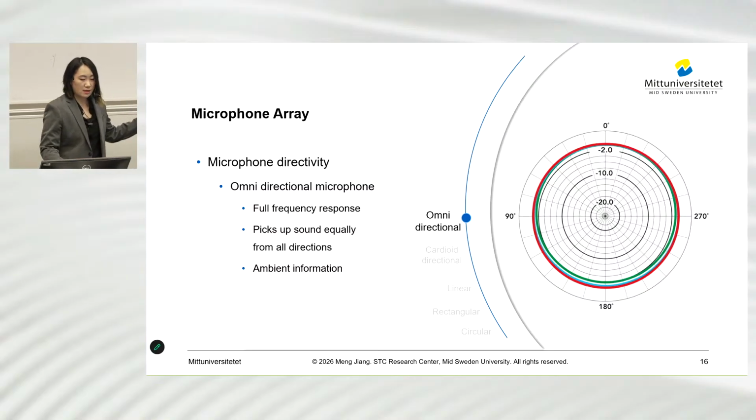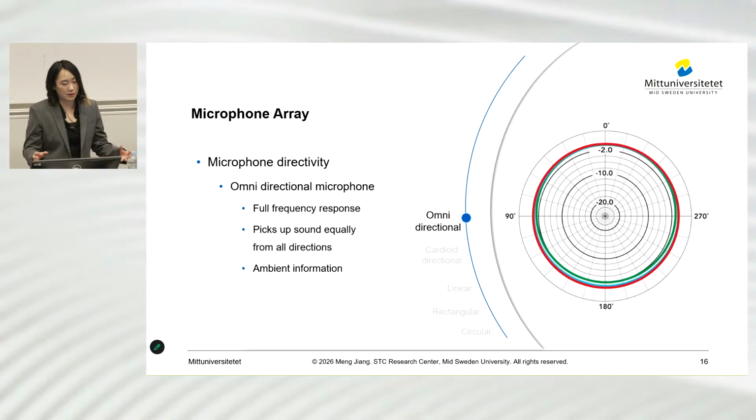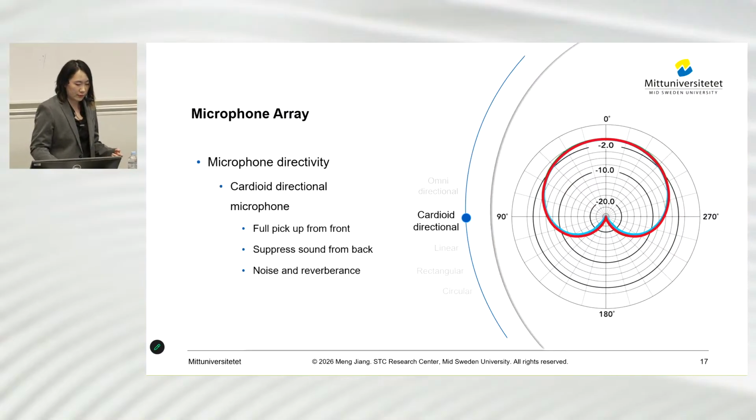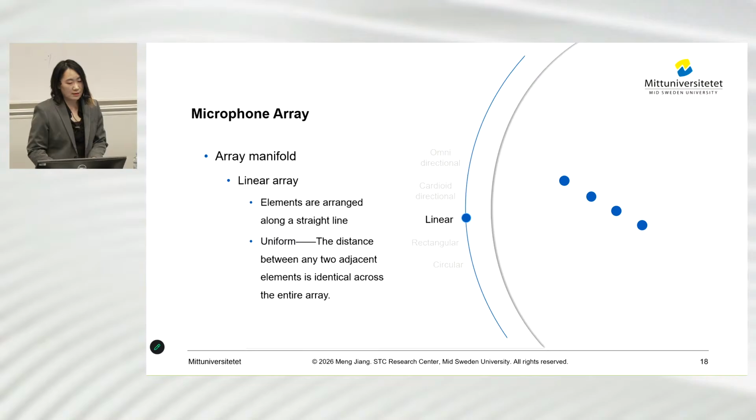Here you see the omnidirectional microphone on the right. It picks up the sound equally from all directions and has a full frequency response, which is very good for the silent object because we want all the ambient information. And then we have the cardioid directional microphone. Geometries, which are linear, rectangular, and circular.